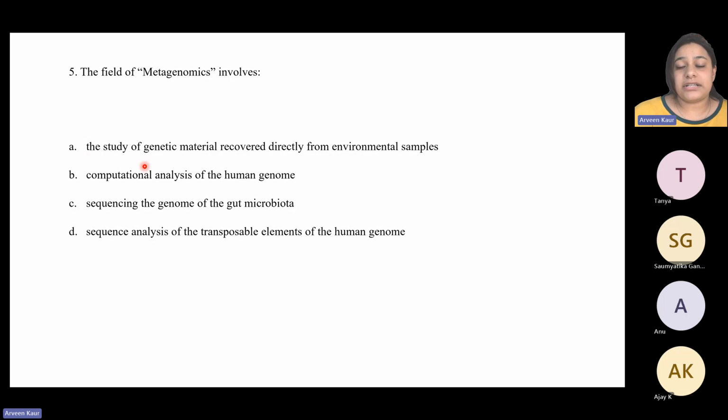The study of genetic material recovered directly from environmental samples, computational analysis of the human genome, sequencing of the genome of the gut microbiota, or sequence analysis of transposable elements of the human genome. So which one among these do you think is the correct statement for metagenomics?